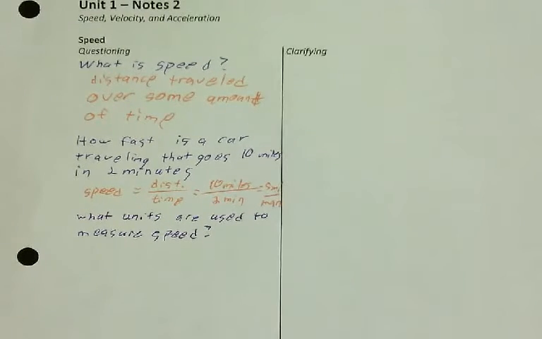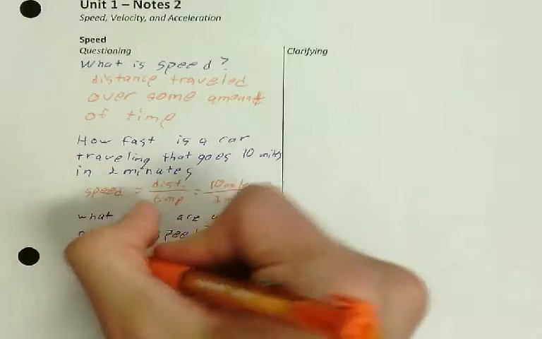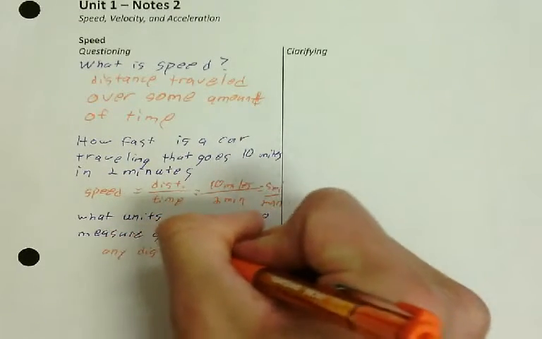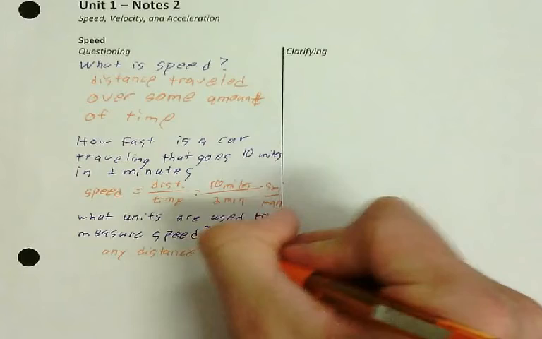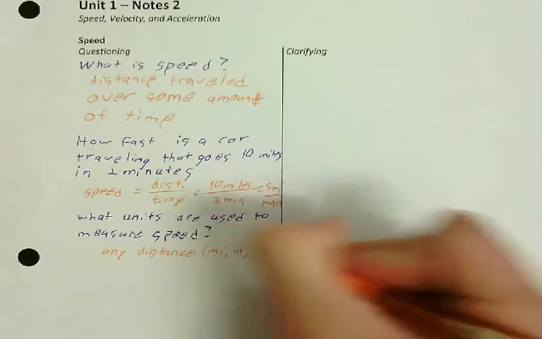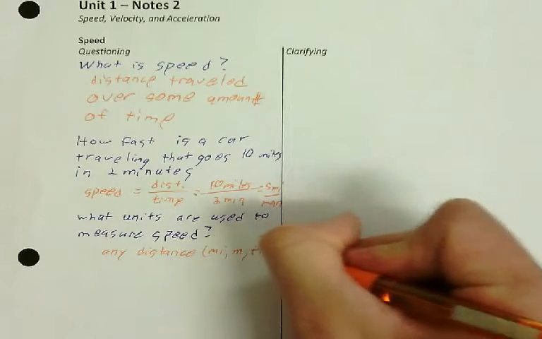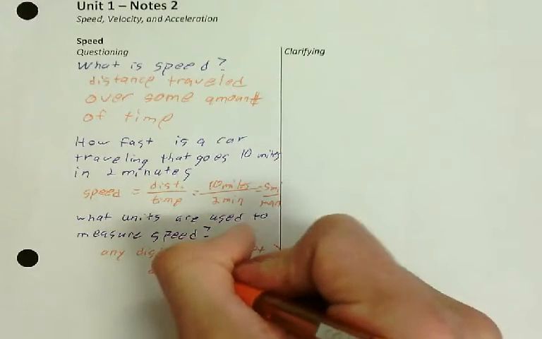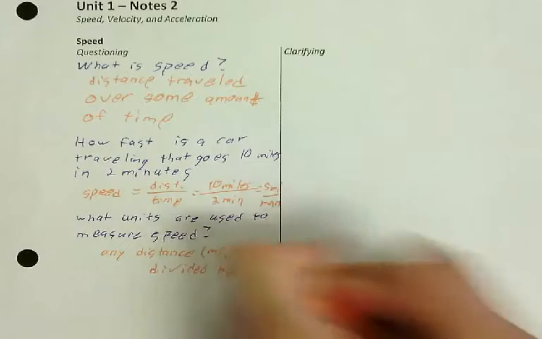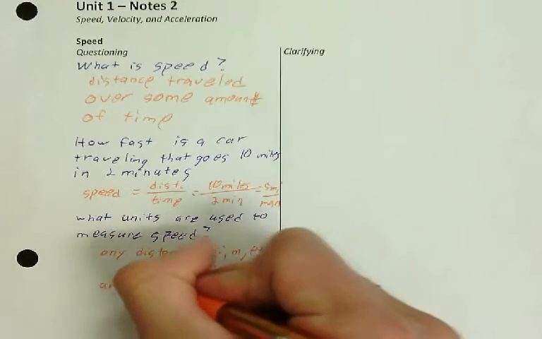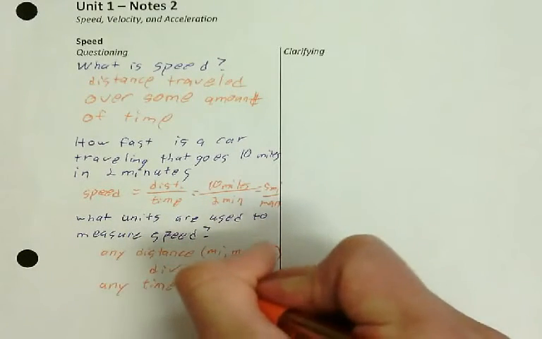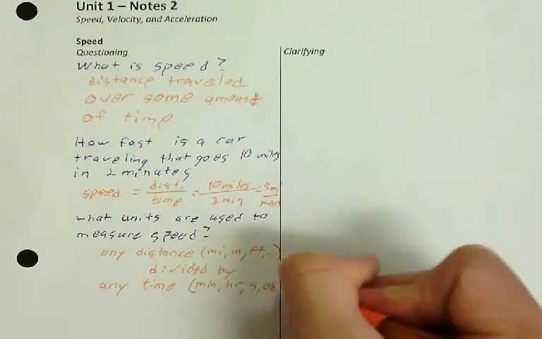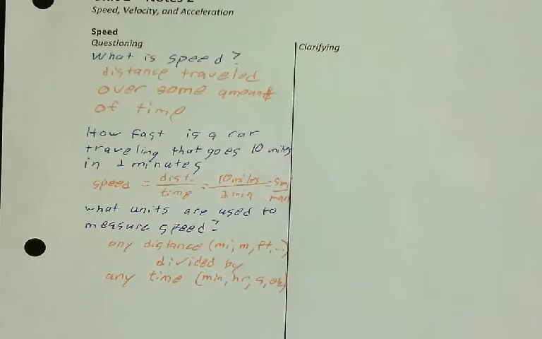Okay, and the reading said any distance and time units. So any distance, so that's things like miles, meters, feet. Divided by any time. And that'd be things like minutes, hours, seconds. There we go.